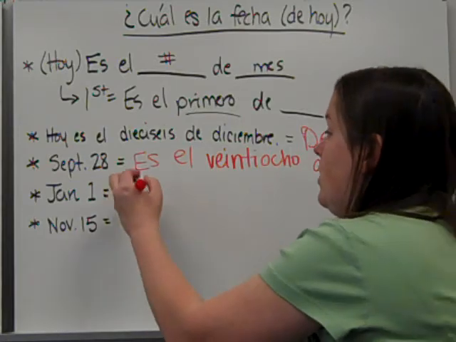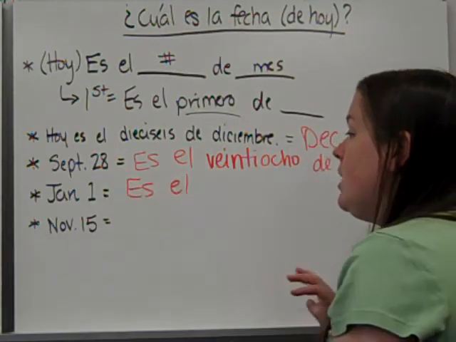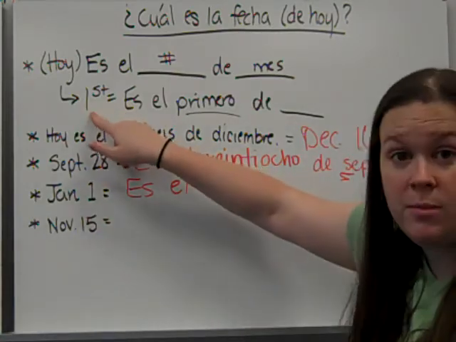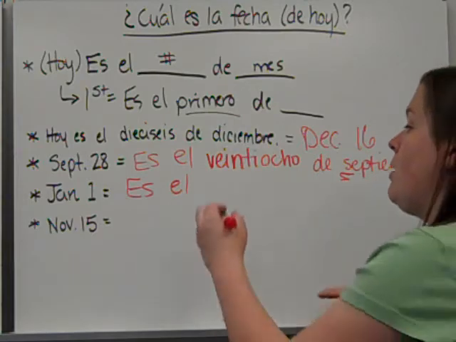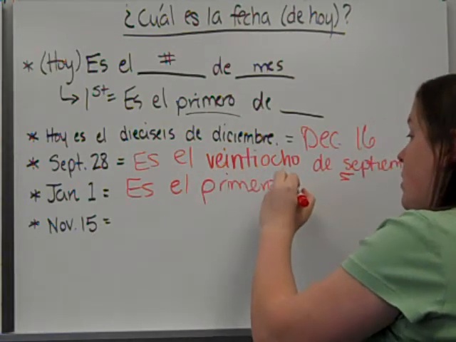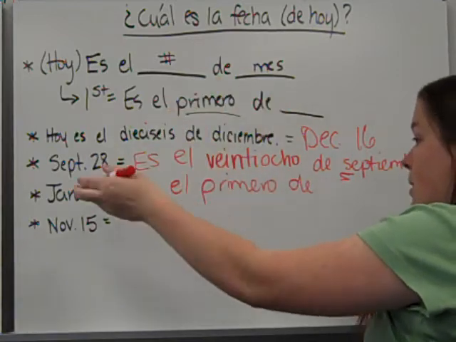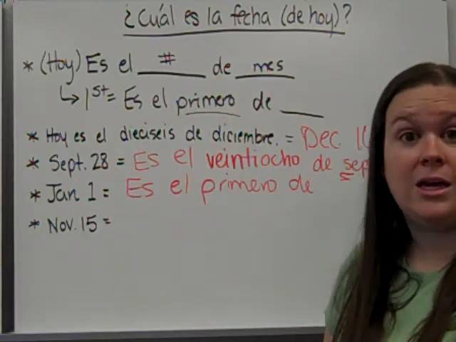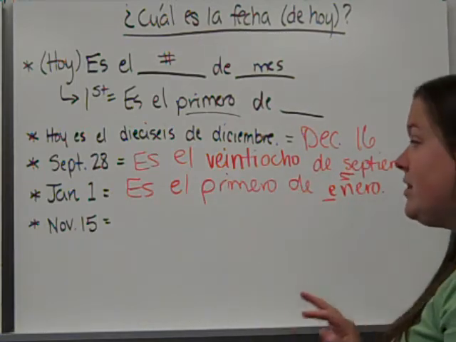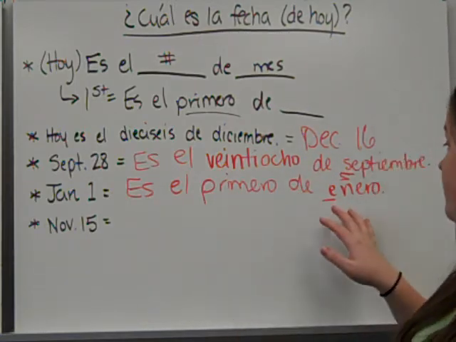January 1st. Es el. Now before you write uno, remember, if it is the first of the month, instead of uno, we write primero. De, and then what month? January, enero. Again, being careful not to capitalize enero.